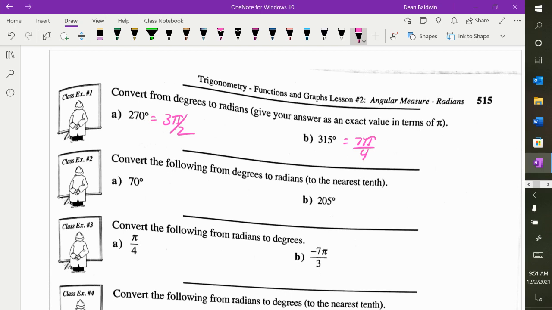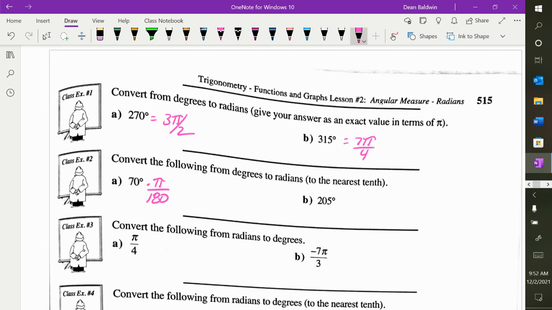These ones are a little trickier. Convert the following from degrees to rads. 70 degrees. There's no nice, easy multiple that we know. So we have to multiply by pi over 180. On your calculators, you will need a trig calculator for this unit. You need to have a scientific calculator with trig on it. Now, we don't need it for this, but we will need it later on. So when I say multiply by pi over 180, you literally hit the pi button on your calculator.